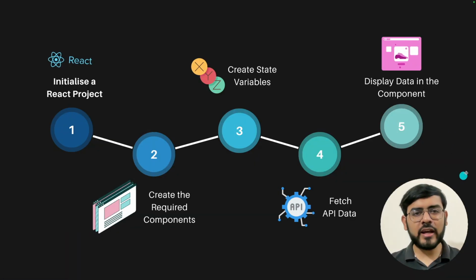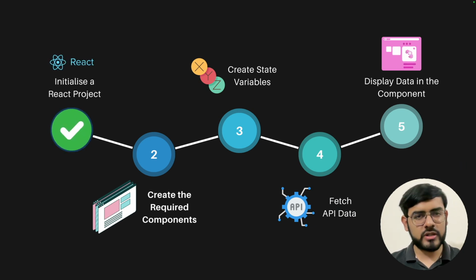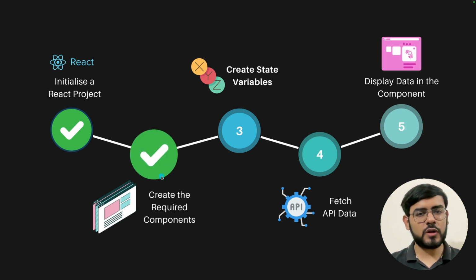So if we quickly get back to our timeline here, we are done with the first step. We have initialized the project. We have also copy pasted the component that we need. So step 2 is also done. That brings us to step 3, where we have to create the state variables.